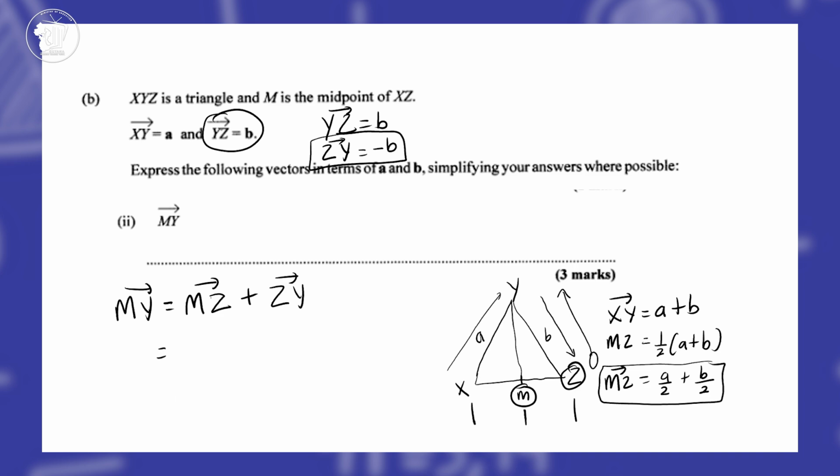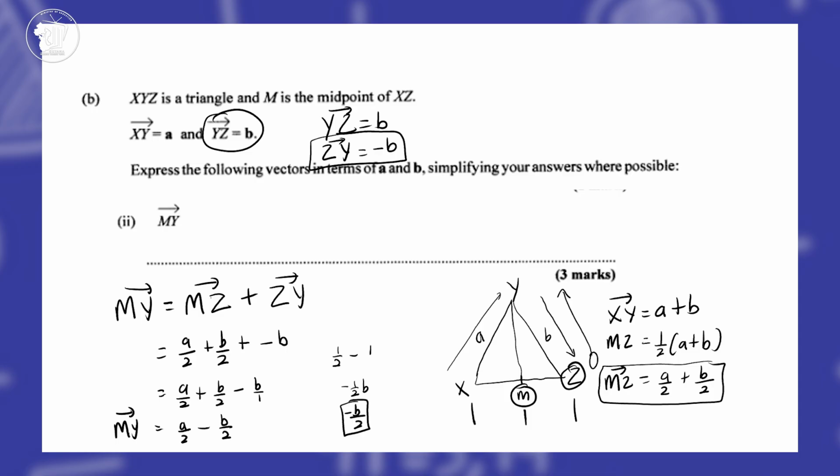So we put that now in the answer. MZ we found to be A over 2 plus B over 2, plus ZY we found to be minus B. They want us to simplify this. So this would be A over 2 plus B over 2 minus B. We know this B would be the same as B over 1, so it's as though we have 1 over 2 minus 1, which would be negative 1 over 2. So when we simplify, we end up with A over 2 minus B over 2, because negative 1 over 2 B is the same as negative B over 2. So the answer is MY is equal to A over 2 minus B over 2.